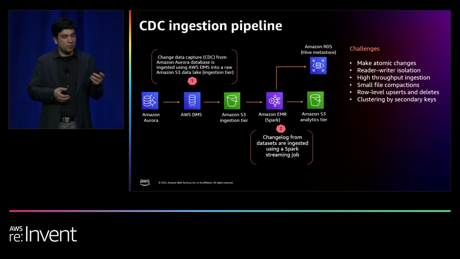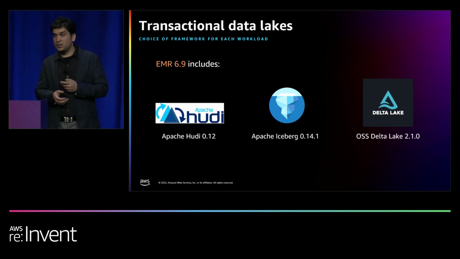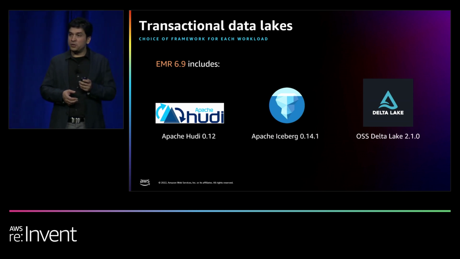So the three most popular frameworks that have emerged in this space are these, and we're happy to say that EMR 6.9 supports all of them. It supports Hudi 0.12, Apache Iceberg 0.14.1, as well as OSS Delta 2.10.